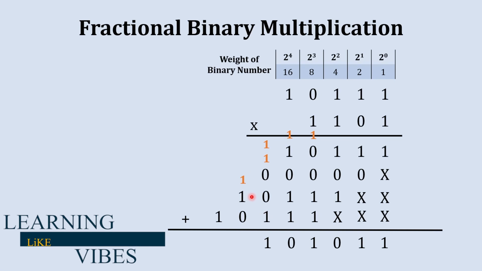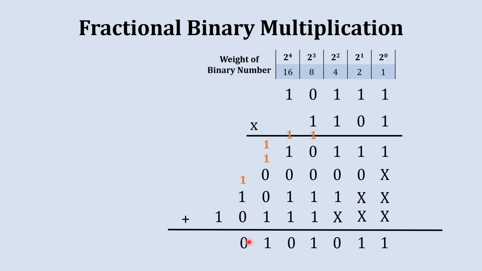Now let's add this column. 1 plus 1, the sum will be 0 and carries 1 to the next column. 1 plus 1, the sum will be 0 and carries 1 to the next column. And we'll bring this 1 over here as it is. So this is the addition of these numbers. So now here we are ready with the answer.